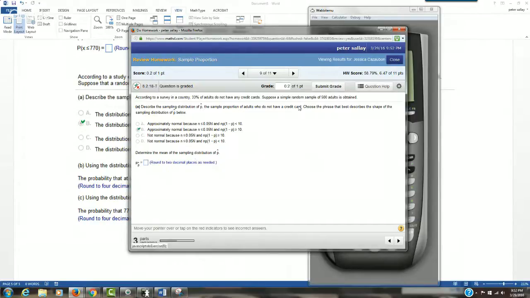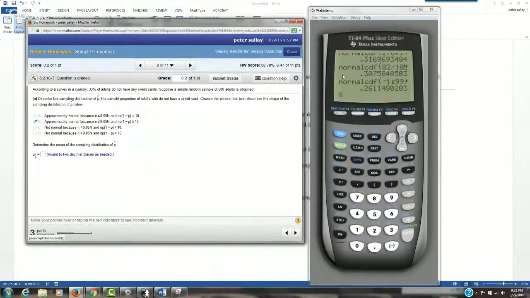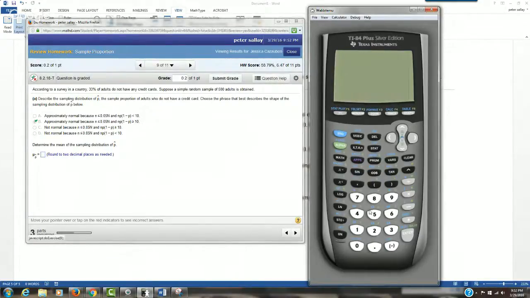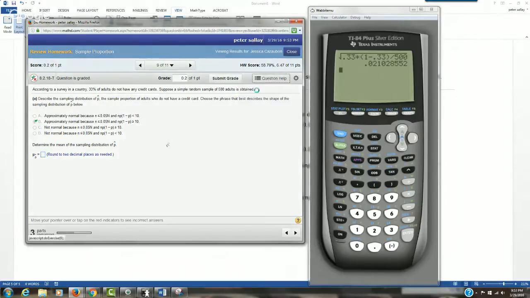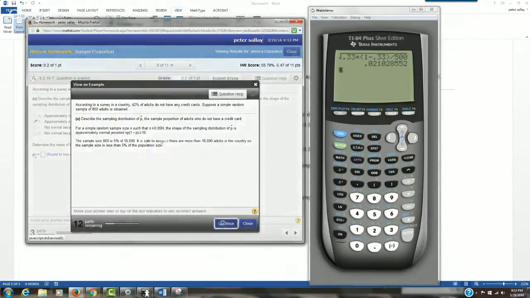The standard deviation for that, let's see, so standard deviation would be square root 0.33 times 1 minus 0.33 divided by the sample size, so 500. So standard deviation should be that, the 0.021. Okay. And I don't know what else it's going to ask you, so I can look and see what the example says.